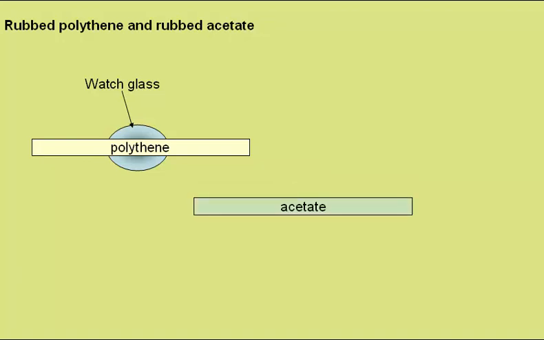If you do the same thing but with a rubbed polythene rod and a rubbed acetate rod, the freely suspended rod will move like this. The two rods now attract.